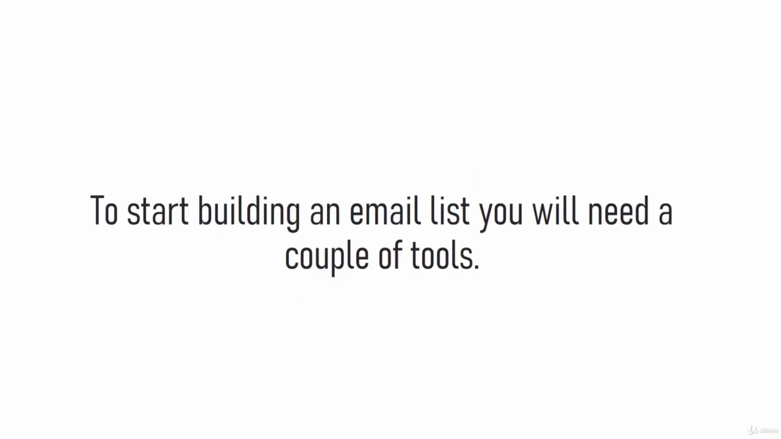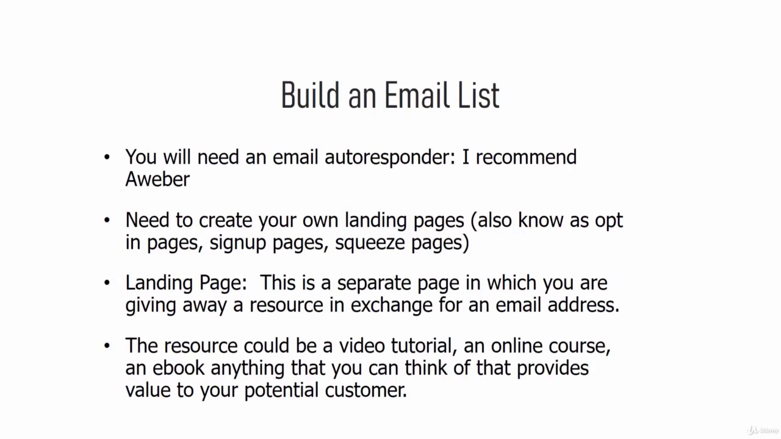If you want to try this strategy, you will need a couple of tools. First, you will need an email autoresponder. This is a service that lets you build a database of emails, and it's a service that lets you send emails in bulk. Now for this, I recommend using Aweber because Aweber is an affiliate link friendly autoresponder service. And you can get started just for $19 per month, I believe.